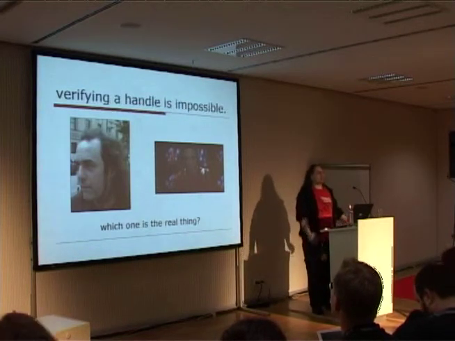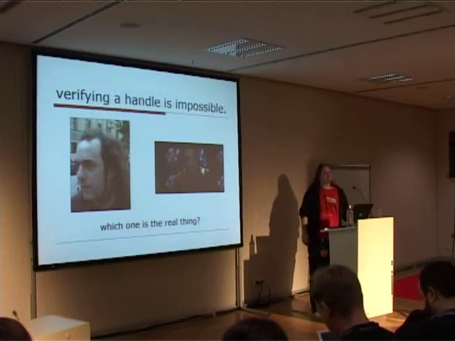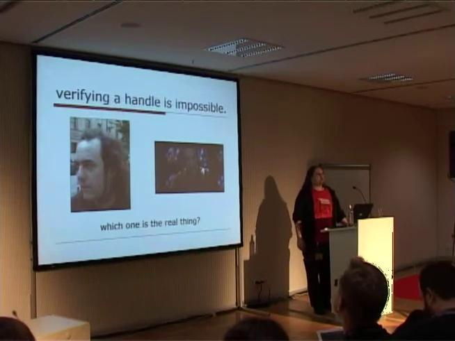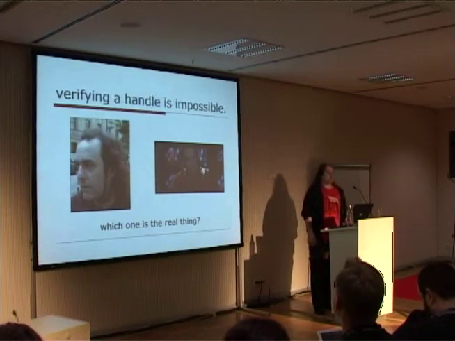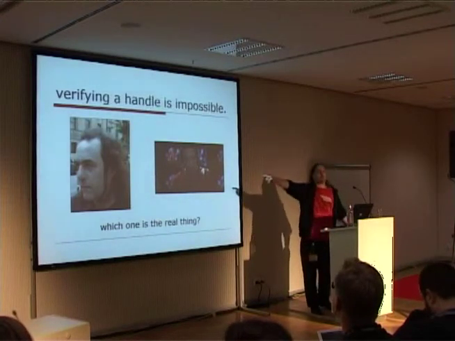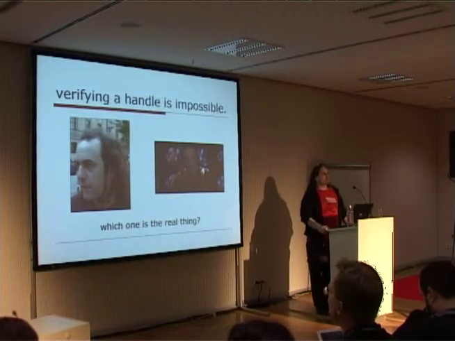So which one's the real thing? You don't need to know the real name. You don't need to even know the handle completely in order to verify the key to identity binding, because Emmanuel at 2600.com is a lot more likely to be that weird guy than that weird guy. It's just the way it works.